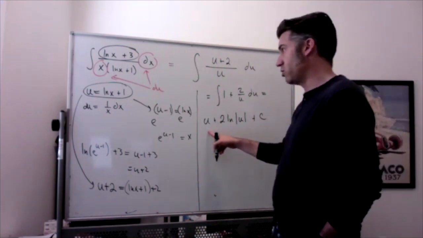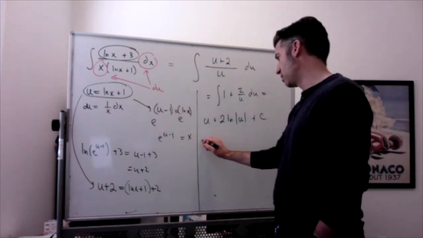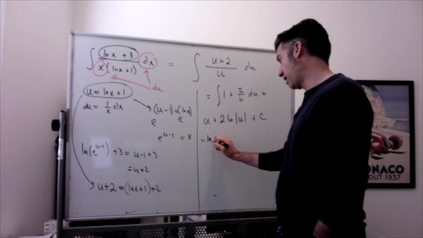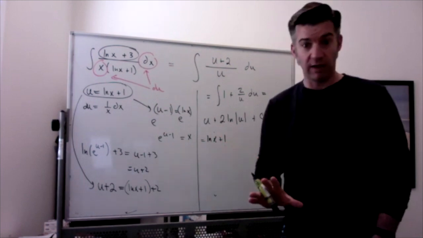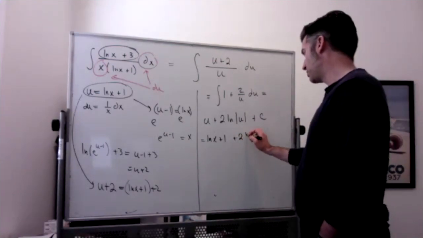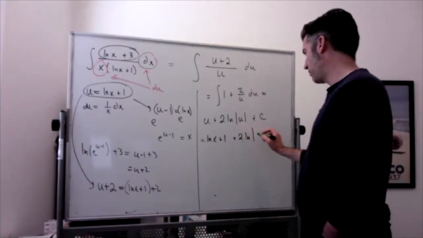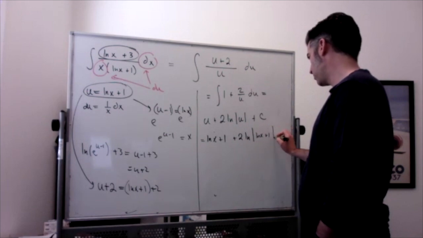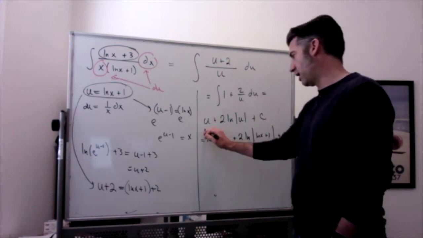And then we replace u with natural log of x plus 1. So it's going to be the natural log of x plus 1, not the absolute value of x, right? It's just the natural log of x plus 2 times the natural log of the absolute value of the natural log of x plus 1 plus c. And that would be our answer.